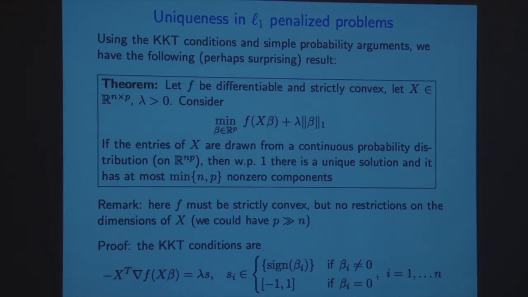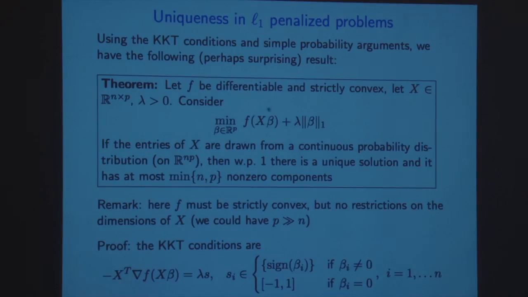But I'll just tell you the result, which is that if you have a differentiable and strictly convex function, and you apply that function to x beta, and you penalize according to the one norm of beta. So for example, this could just be least squares, right? f of, say, u, could be the norm of y minus u squared. That's strictly convex and differentiable. But then we're going to apply it to x times beta. So this is no longer, for example, strictly convex in beta if p is bigger than n.